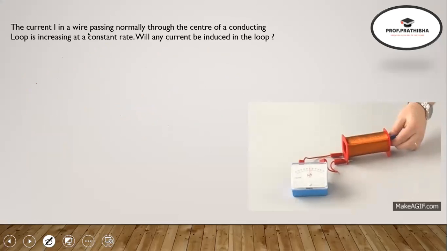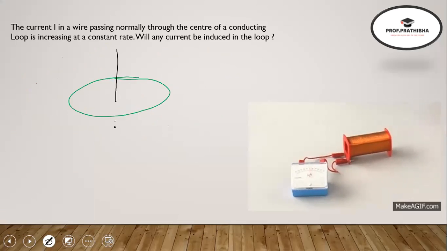Suppose, say for example, there is a coil and there is a wire which is passing through this coil, and let's say the current in this wire is I. So there is a current I in a wire passing normally through the center of this conducting loop, and it is increasing at a constant rate. If it is increasing at a constant rate, then will any current be induced in the loop?